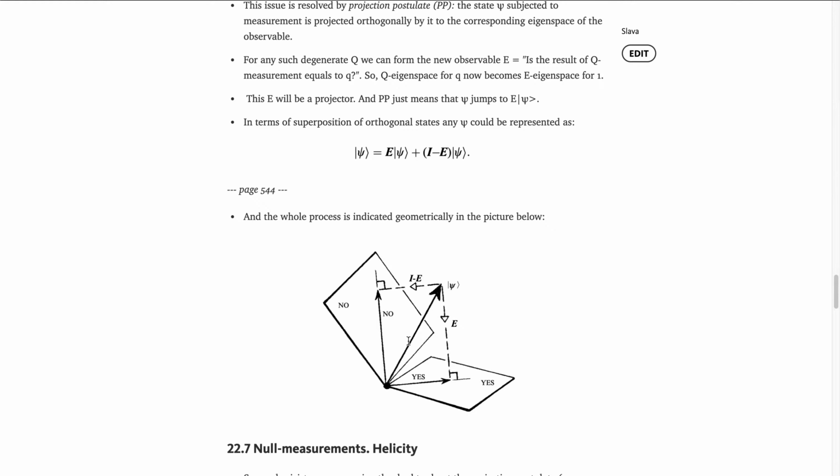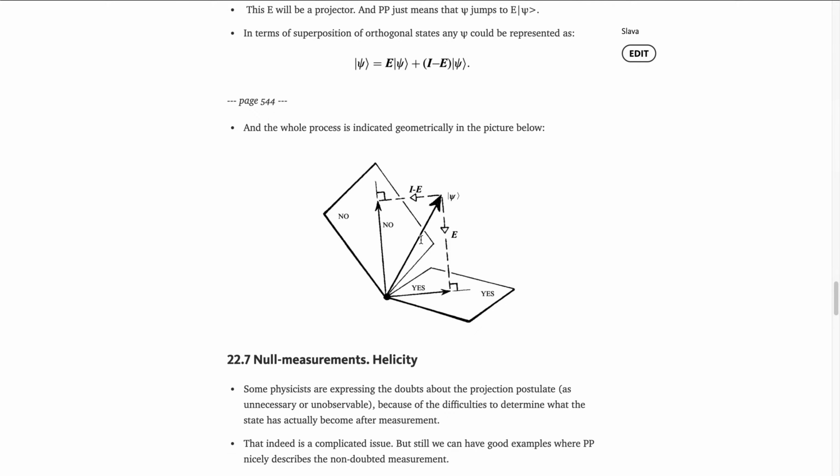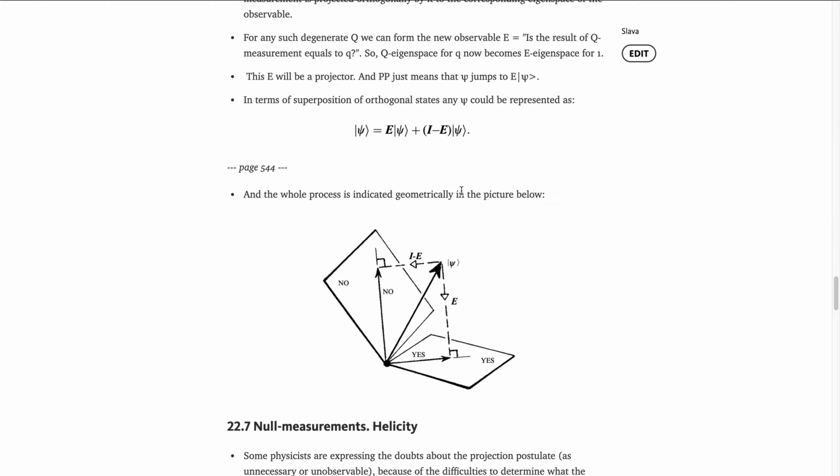Yeah, and geometrically it could be represented using this picture below. So basically we just have two subspaces with yes and no answers. Our psi lies in some bigger space, and after measurement we just perpendicularly project our original state to one of these subspaces, yes or no. So that's the basic theory behind the projection postulate here. Any questions about this?